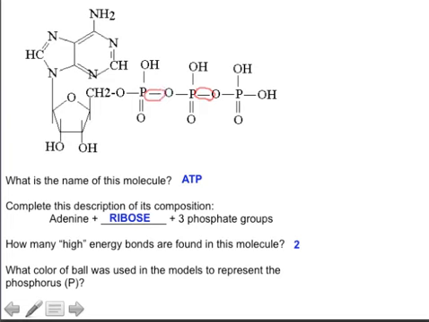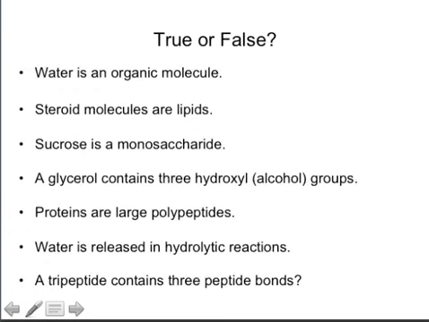Okay, next question. What color ball was used in the models to represent phosphorus? And the answer is purple. Okay. Moving on. True or false? Water is an organic molecule. False. There's no carbon in it. Steroid molecules are lipids. True, for reasons we've already discussed. Sucrose is a monosaccharide. False. It's a disaccharide formed from fructose and glucose.